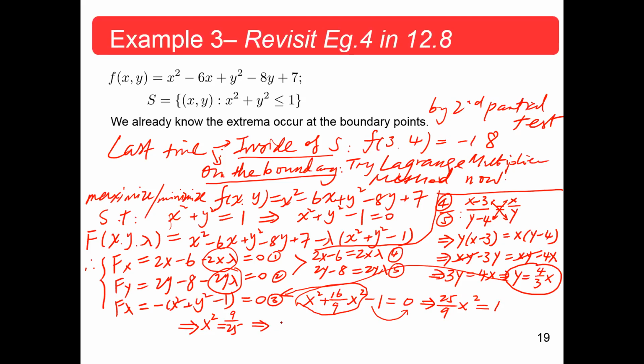So there are two options for x. x could be 3/5, or x could be negative 3/5. y would be 4/3 of x, so you can plug that in. So y would be 4/5, or y could be negative 4/5.